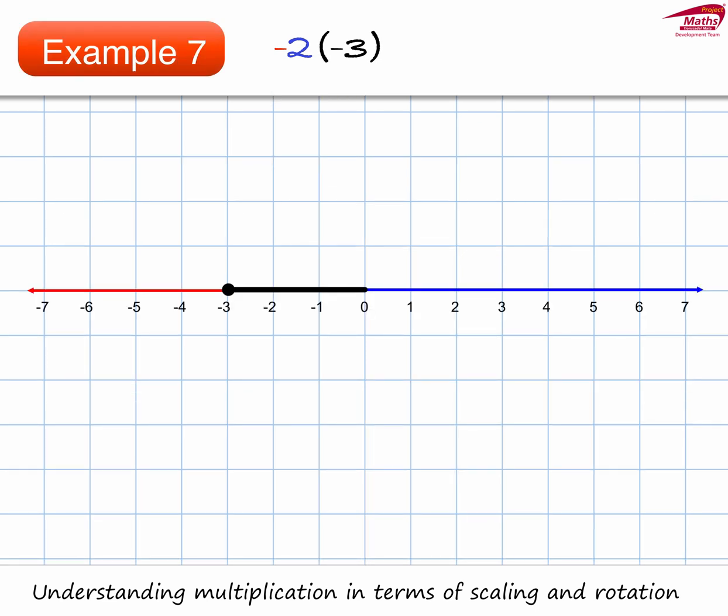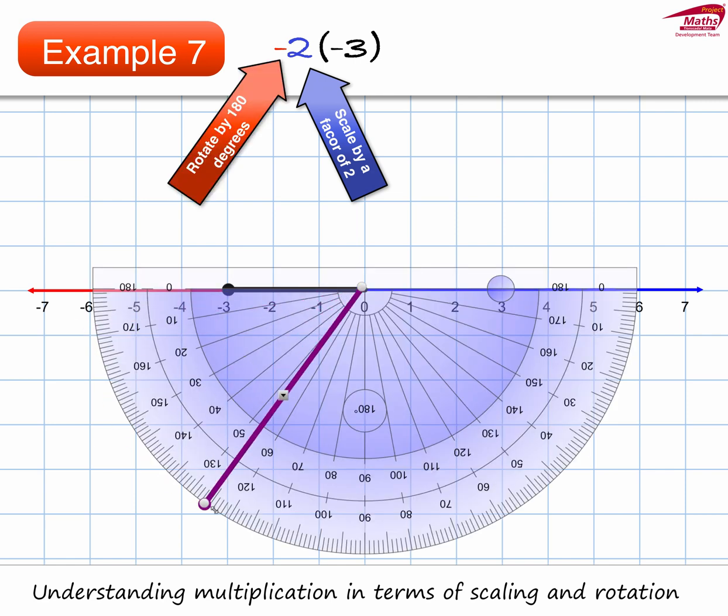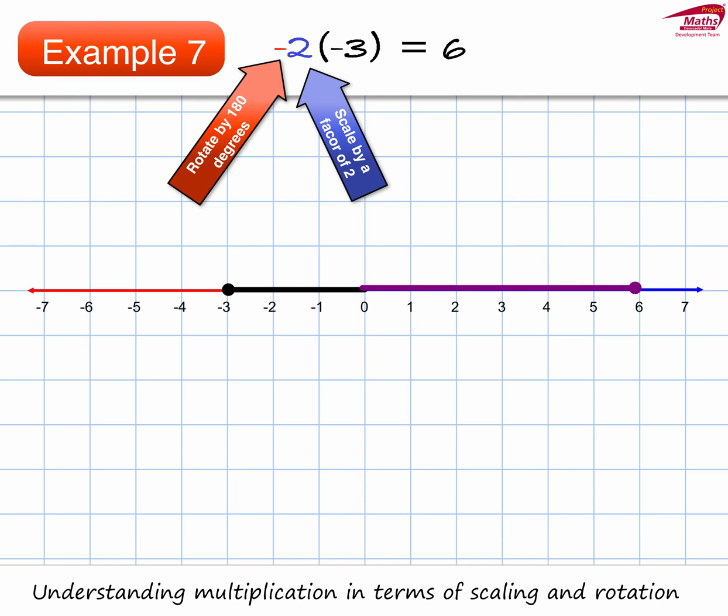Example 7. Negative 2 times negative 3. This is the same as taking away 2 groups of negative 3. We see this question also has scaling and rotating. The 2 is the scale factor, so the negative 3 is enlarged by a factor of 2, and the minus or negative in front of the 2 means we rotate by 180 degrees. We see the answer is positive 6. When we multiply 2 negative numbers, we get a positive answer. In other words, if you take away 2 groups of negative 3, you would make something more positive by 6.